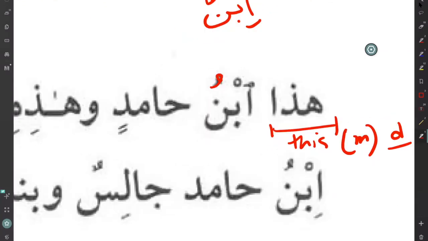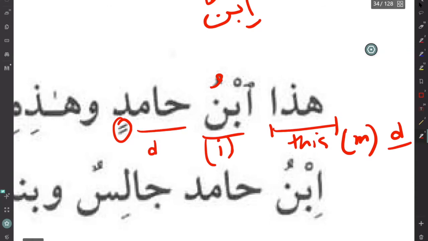Maybe this is part of idafa. And how do you check? You check if the next word is genitive case or not, has a kasra or not. Yes, it does. Ibn Hamidin. And also there are many ways to look at it. Number one, this is indefinite. This word can never be definite or have alif lam, and this word most usually is definite. So you kind of see that pattern.